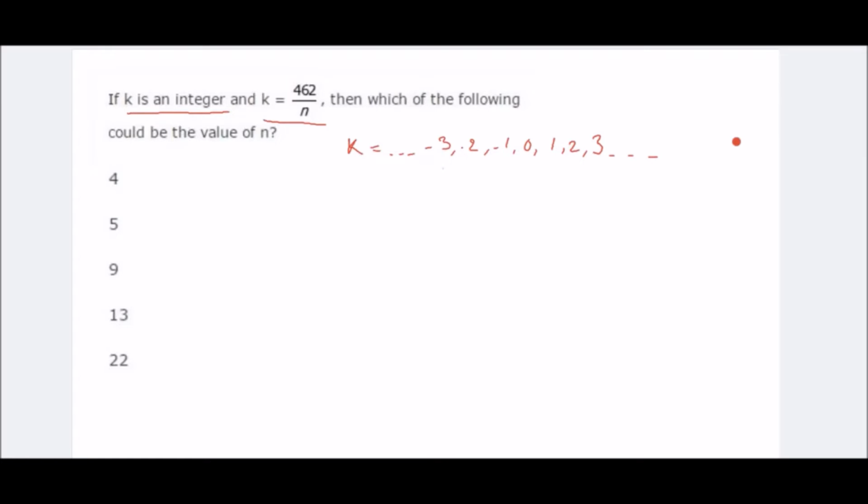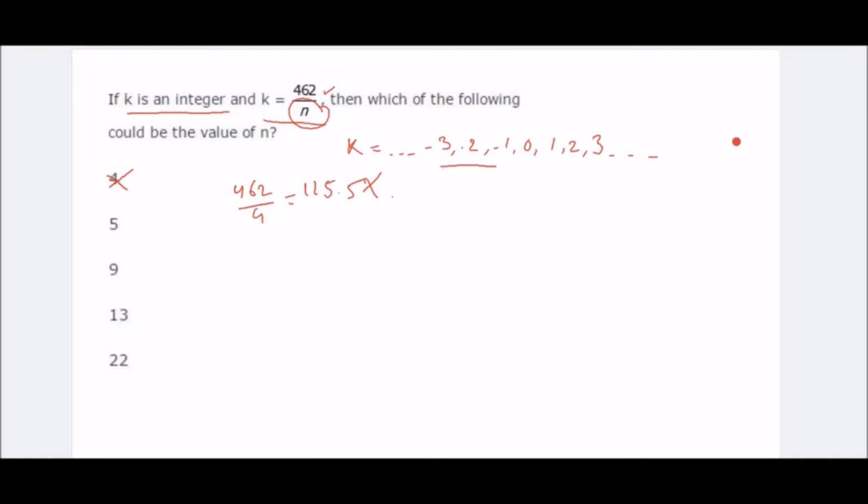So for getting the k integer value, n should be a number which perfectly divides 462. So we have to check each answer choice one by one to see whether it divides 462 perfectly or not. So first check 462 divided by 4, it becomes 115.5. It's not an integer value, so this is not our choice.